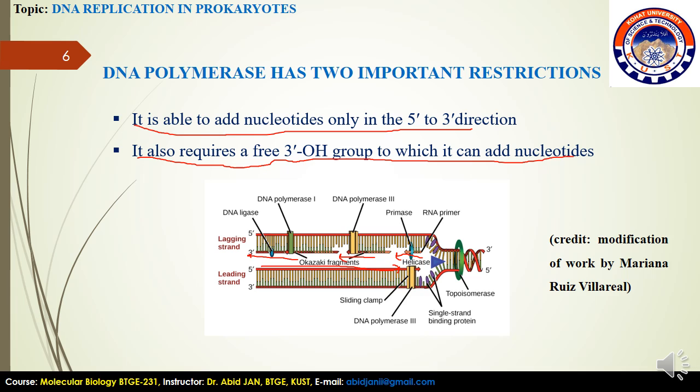Now, the question is, how does it add the first nucleotide? The problem is solved with the help of a primer that provides the free 3' hydroxyl end. This is the primer in orange color, and this provides the free 3' hydroxyl group, and then it can be extended by the polymerase.